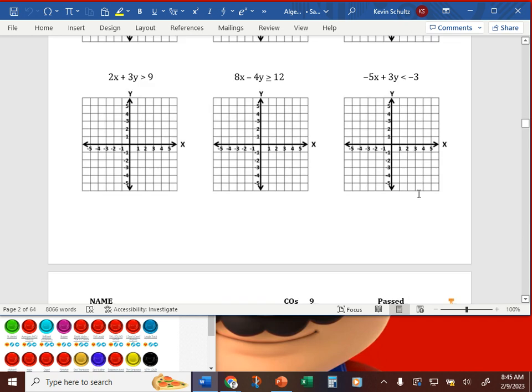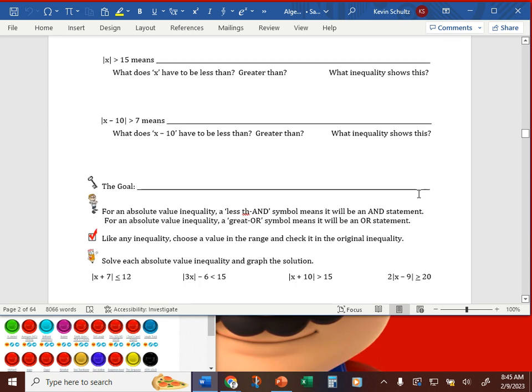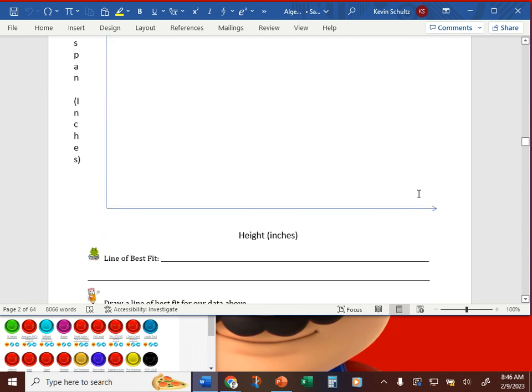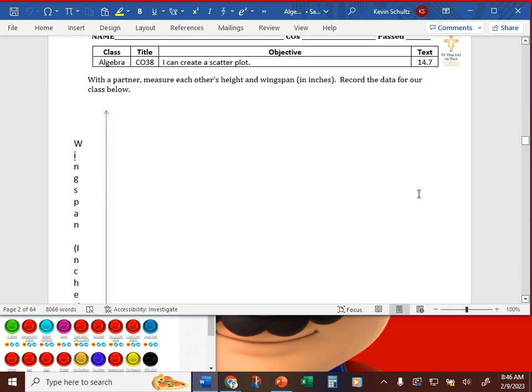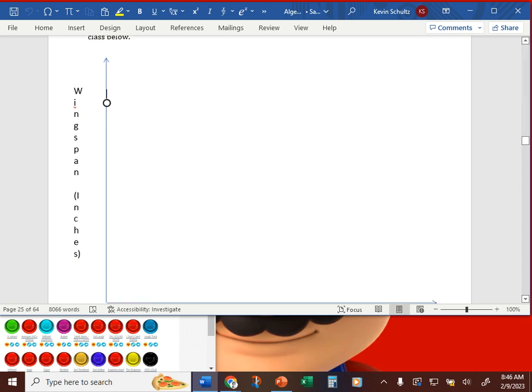And what a scatter plot does, it's a way to represent and ultimately interpret data. And we're going to start today by creating our own scatter plot. Now, when we were going through the COVID years, I had to change this because I was having you measure each other's height and wingspan, which was not social distancing. So I had to change it, and I got rid of the tape measures that I was using, so I don't even have them anymore. So we're going to have to do some adjustment here on what this graph says.